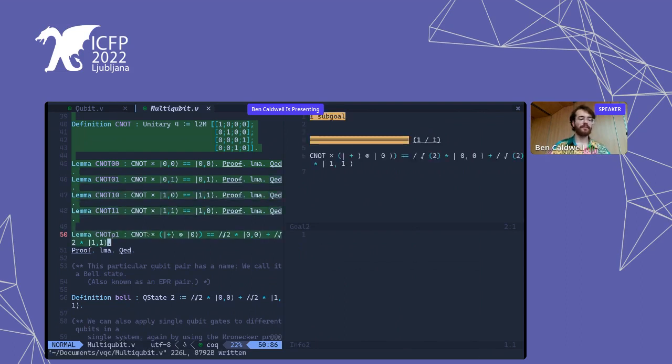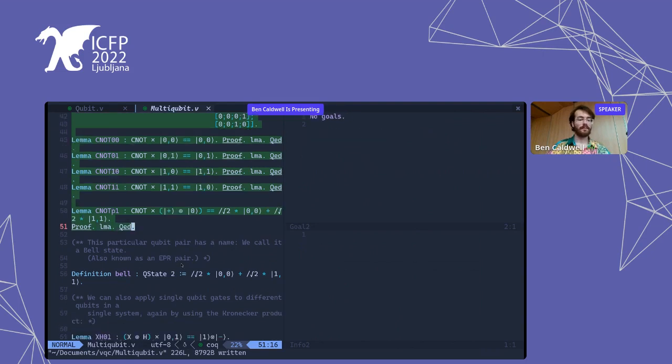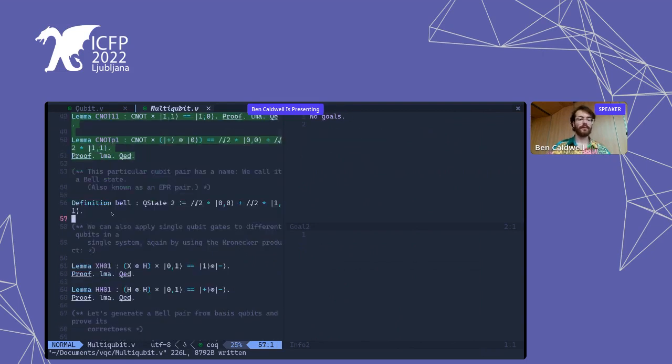Right, and we can talk about how CNOT operates on different inputs as well. So you can have a plus with 0, and you'll see you get the entanglement that you would expect. And so that gives us the Bell pair, and we can define that as its own object because we might have to reason about that at some point.